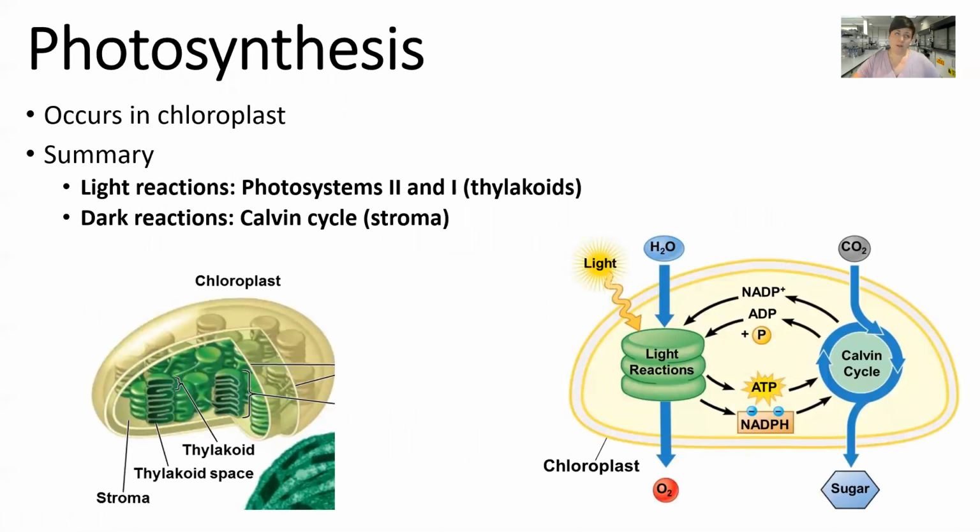So first off, where does this occur? We know that in cellular respiration, glycolysis occurs in the cytoplasm, whereas the last three steps, pyruvate oxidation, the Krebs cycle, and the electron transport chain, take place in the mitochondria. And the reason it takes place in the mitochondria is because we need that membrane for oxidative phosphorylation.